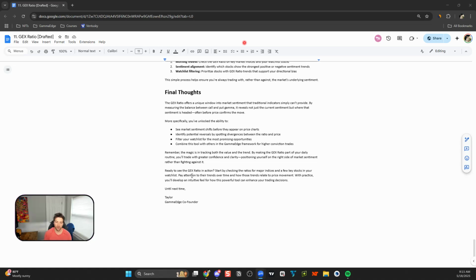So if you're ready to start incorporating this, start tomorrow. This can be used as early as tomorrow by checking the ratios of the major indices and a few key stocks in your watch list. Pay attention to their trends over time and how those trends relate to price movement. With practice, you'll develop an intuitive feel for how this powerful tool can enhance your trading decisions.